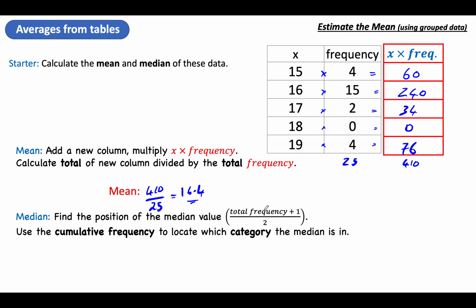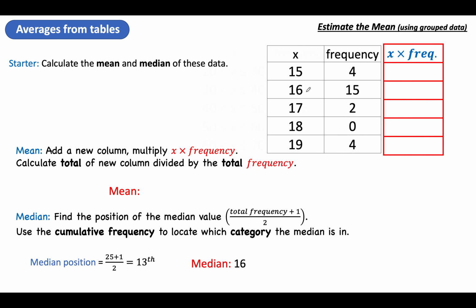Next, the median. Find the position of it first. So find the total frequency, which is 25. Plus 1. So add 1 to the total frequency and then halve it. That tells me I'm after the 13th bit of data. Now, the first 4 bits of data are here. Then we have another 15 bits of data, so altogether we've got 19. That means the 13th one, if I put them all in order, would be in this row here. So 16 is the median. So happy days on that if you know what you're doing. If you're not, maybe go back and watch the previous video, about finding the mean from a frequency table.